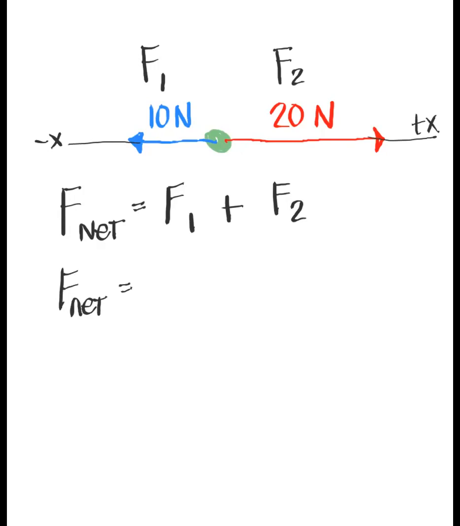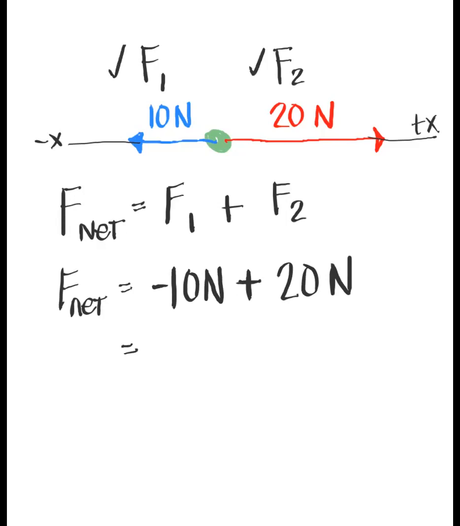So your 10 newtons right here is to the negative side. So we're going to have negative 10 newtons, right? And then my 20 right here is to the positive x, so I'm going to include that. That will be positive 20 newtons right here. You will notice, had I done this differently, had I called F2 as my F1, or had I called F1 as my F2, it will have the same result.